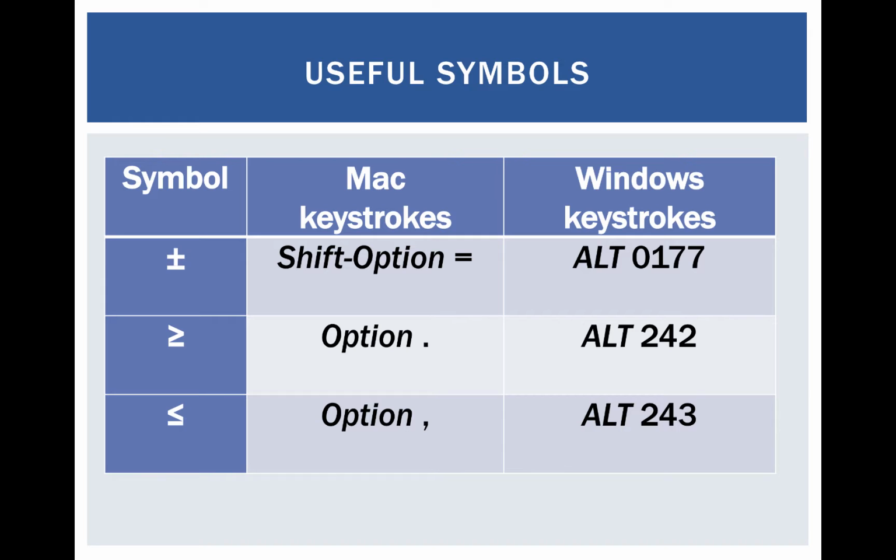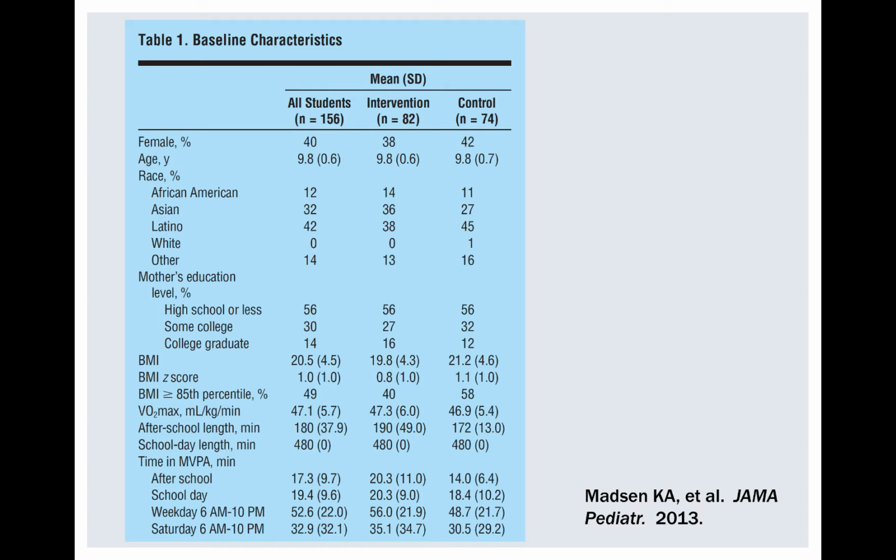Just a couple of useful symbols for tables. You can create a plus minus. Some journals like to say mean plus minus standard deviation when they're indicating a standard deviation. In this particular table, we're going to use parentheses to indicate the standard deviation. And also greater than or equal to, which I do use in this particular table, and less than or equal to.